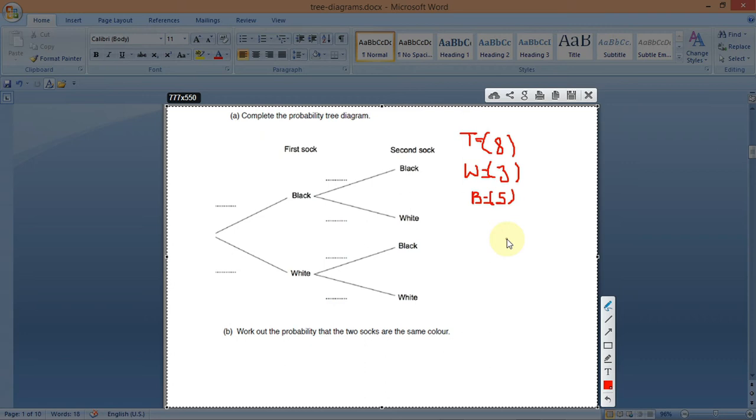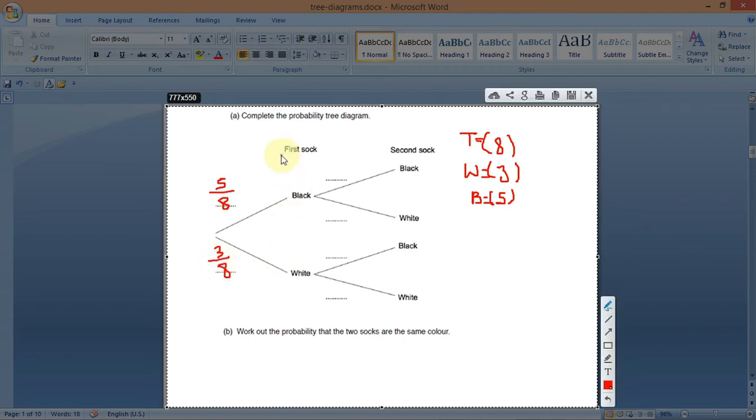Now we have to complete the probability tree diagram. First, black. Number of black is 5 and total outcome is 8. Probability of an event is possible outcome divided by total outcome. So that is 5 out of 8, the probability for black here. Then also white, that is 3 out of 8. Possible outcome for white is 3, out of 8 total.